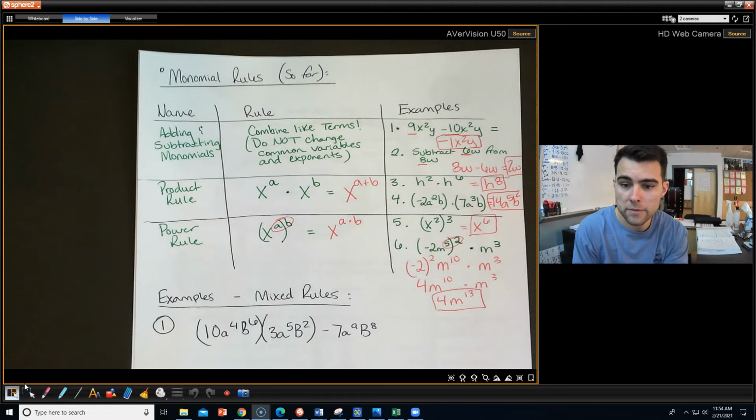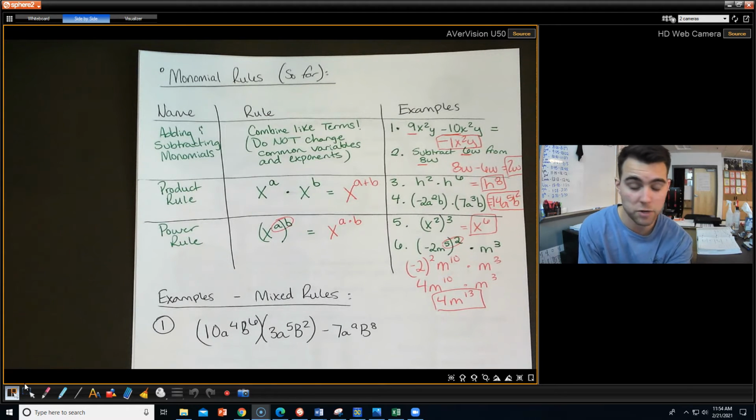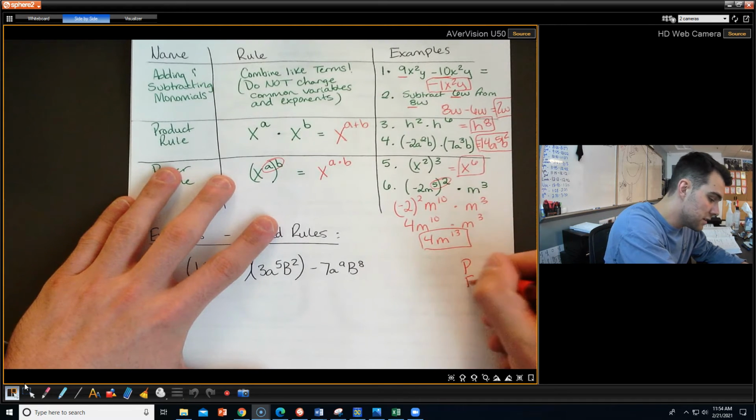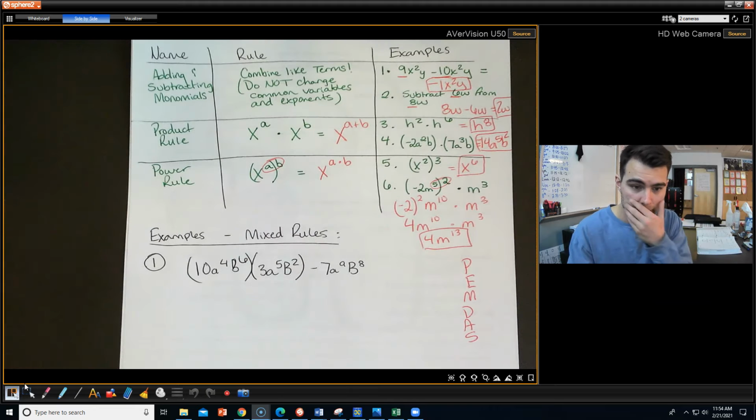A good rule of thumb is to apply PEMDAS to this, not SADMAP. SADMAP was when we were doing equations. We are only just working with expressions. There's no equations. So if it helps you, remember PEMDAS, and that's the order of operations that you'll use in order to do this. Okay.